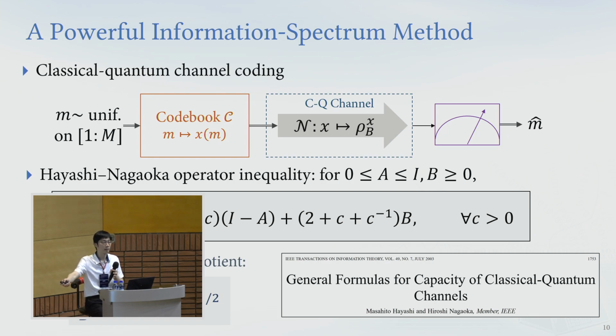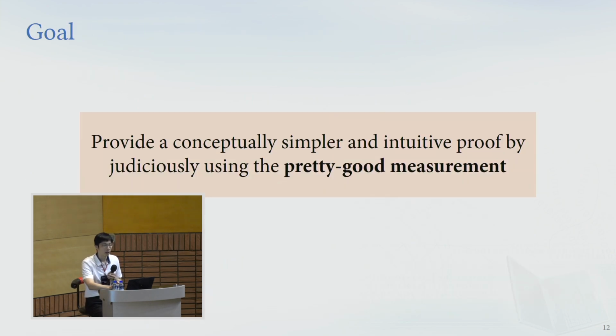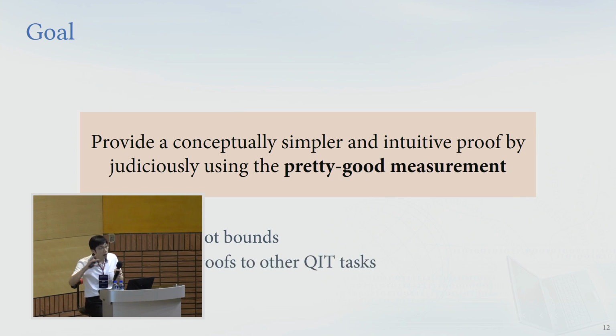Okay, so the goal in this talk is to provide a conceptually simpler and more intuitive proof by using the pretty good measurement, which is slightly different from the Hayashi-Nagaoka decoder. It will give even tighter one-shot bounds compared to the Hayashi and Nagaoka result. Also, it will give streamlined proofs for many other quantum information theoretic tasks. So that's the goal of this talk.